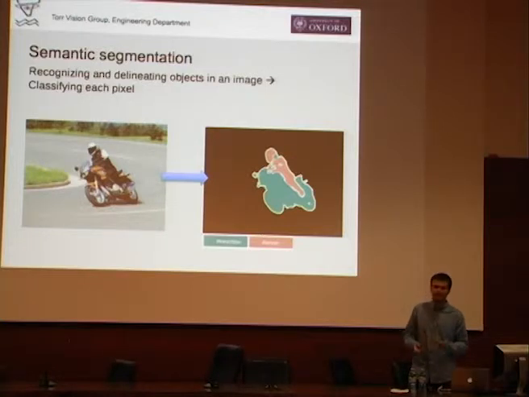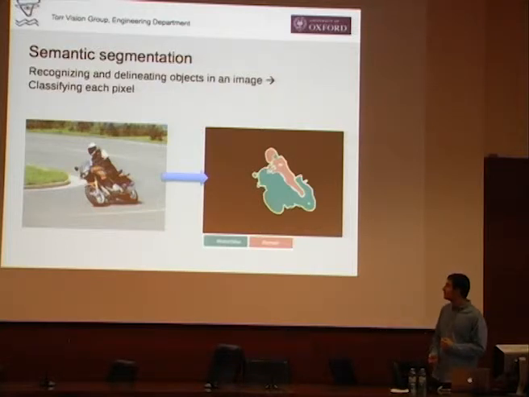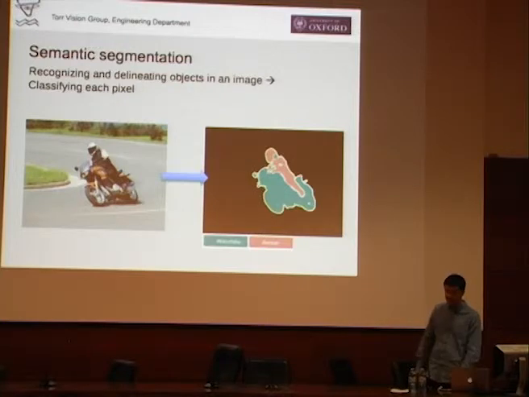So semantic segmentation consists basically in recognizing and delineating the objects that appear in an image. At the end, that boils down to classifying each pixel of the image as belonging to different classes. For example, here you see a motorbike and a person.